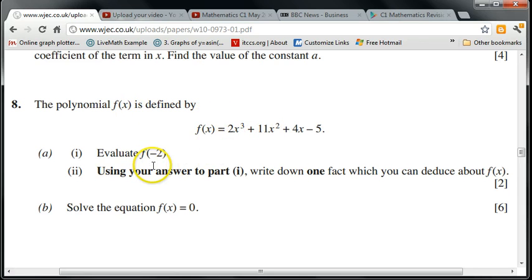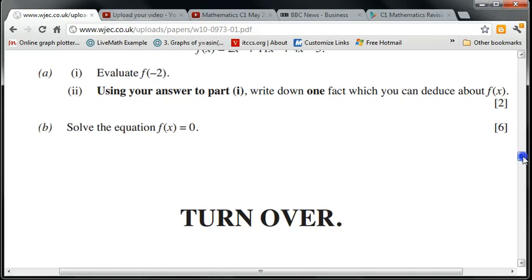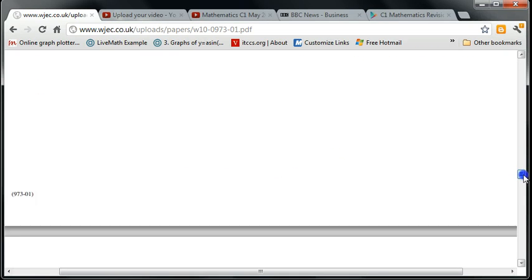Polynomial, evaluate f(-2), and deduce one fact about it. So it's either going to be a factor or not a factor, isn't it? That would be the one fact. And then solving this equation here, so finding the roots of that equation there. So that seems okay. That was 8.